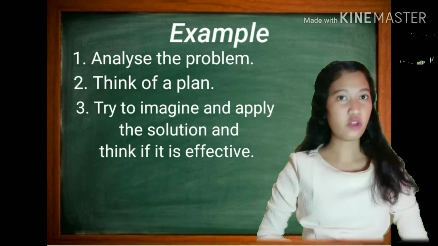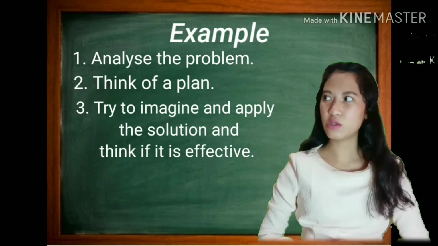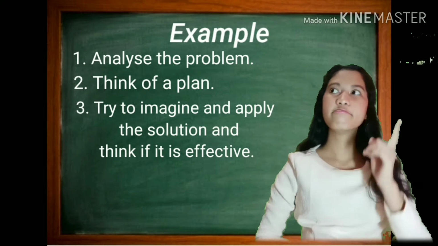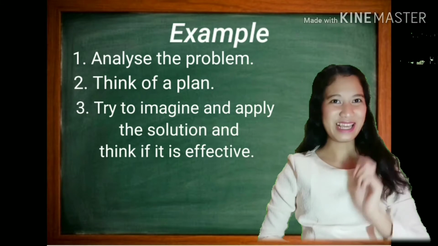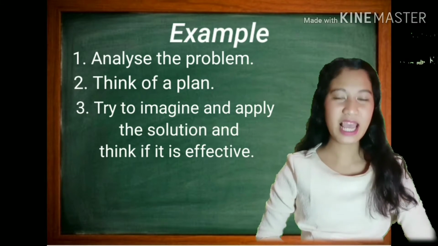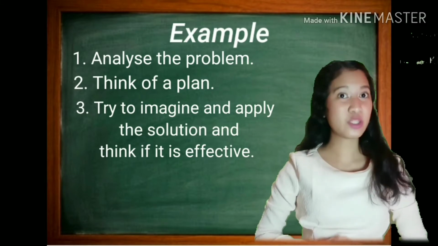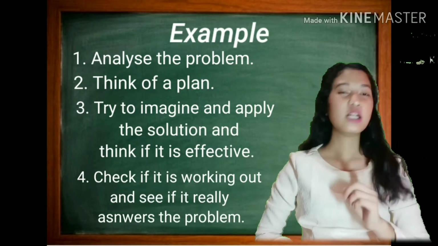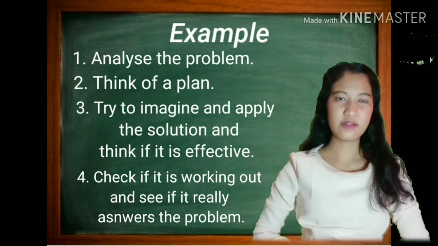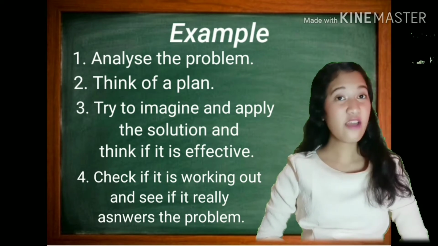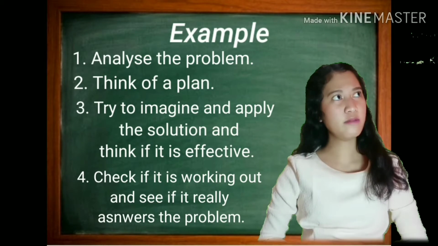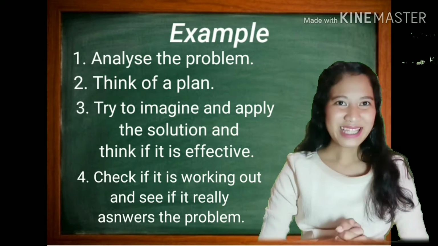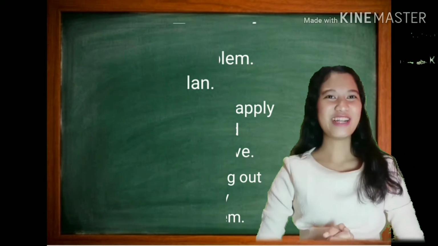Then Step 3. Carry out the plan and solve the problem. Try to imagine the solution you have thought of and see if it is effective. Yes, it is. Many teenagers nowadays have done that kind of thing and it is really effective. Then Step 4, the last step. Check if it is working out and really answers the problem. Can having a part-time job solve her problem? If yes, then that solution is correct. Did you get it, class? Yes, ma'am. Okay, very good.